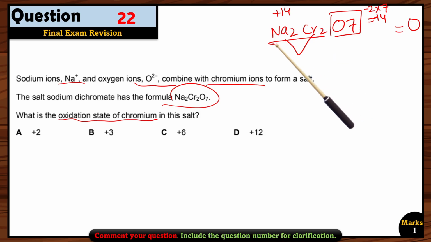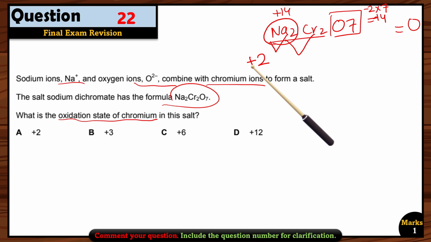So sodium, how many sodium do we have? 2, and one sodium has an oxidation state of +1. Why? Because it belongs to group 1. So group 1 means it has the oxidation state of +1. So now we have 2 sodium. So this is +2, right? So how much is left? We are left with +12, and this is -14. So it means chromium is how much? Chromium is +12, right?